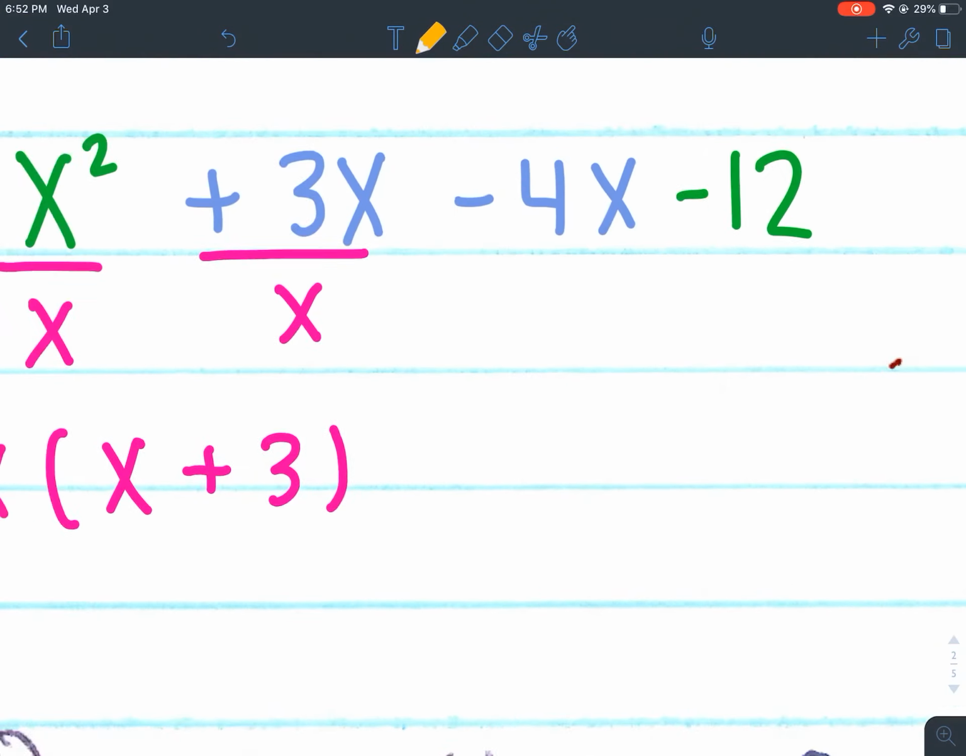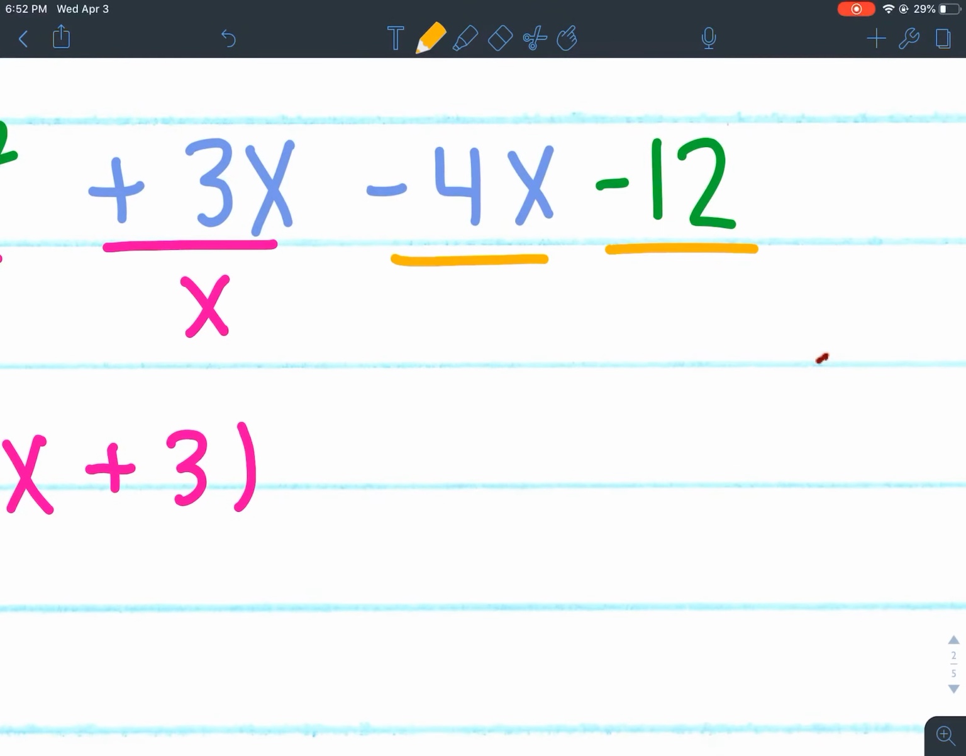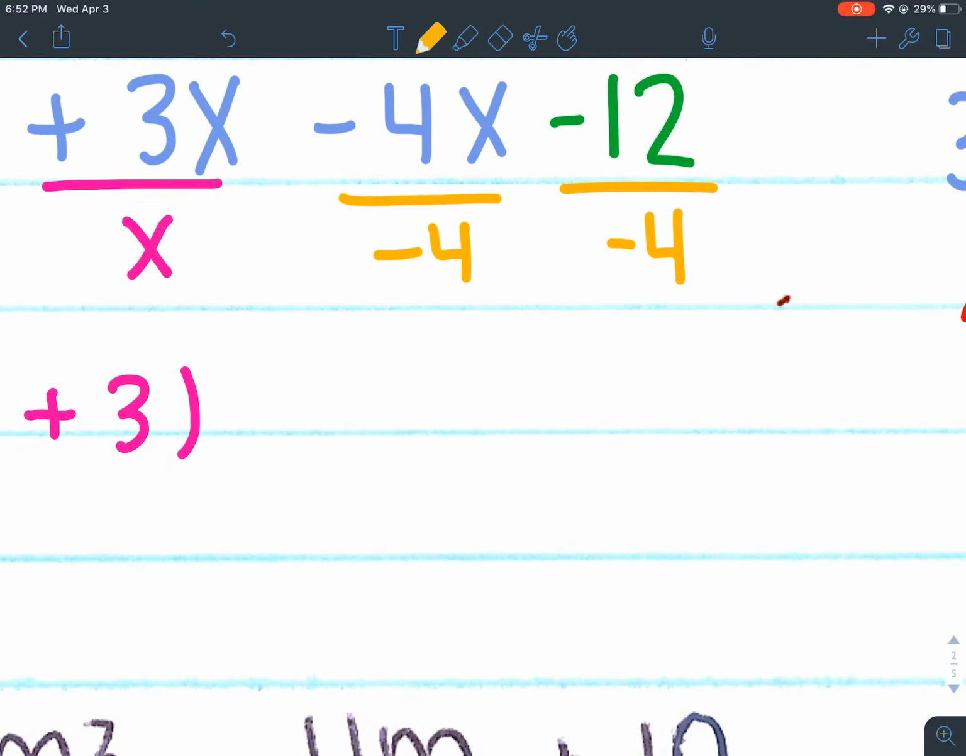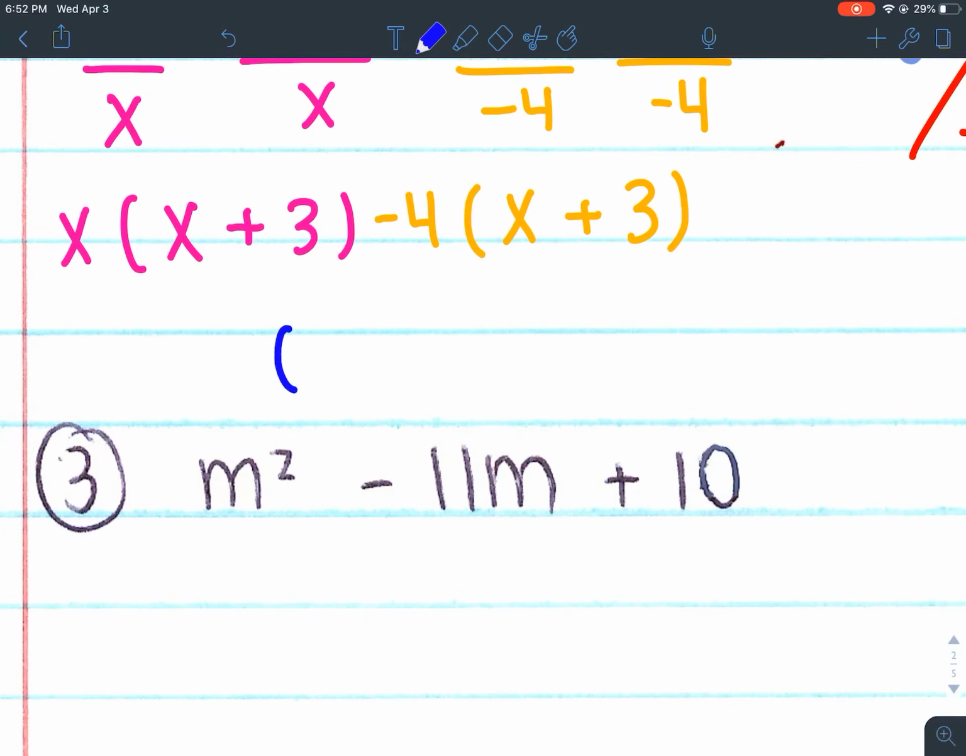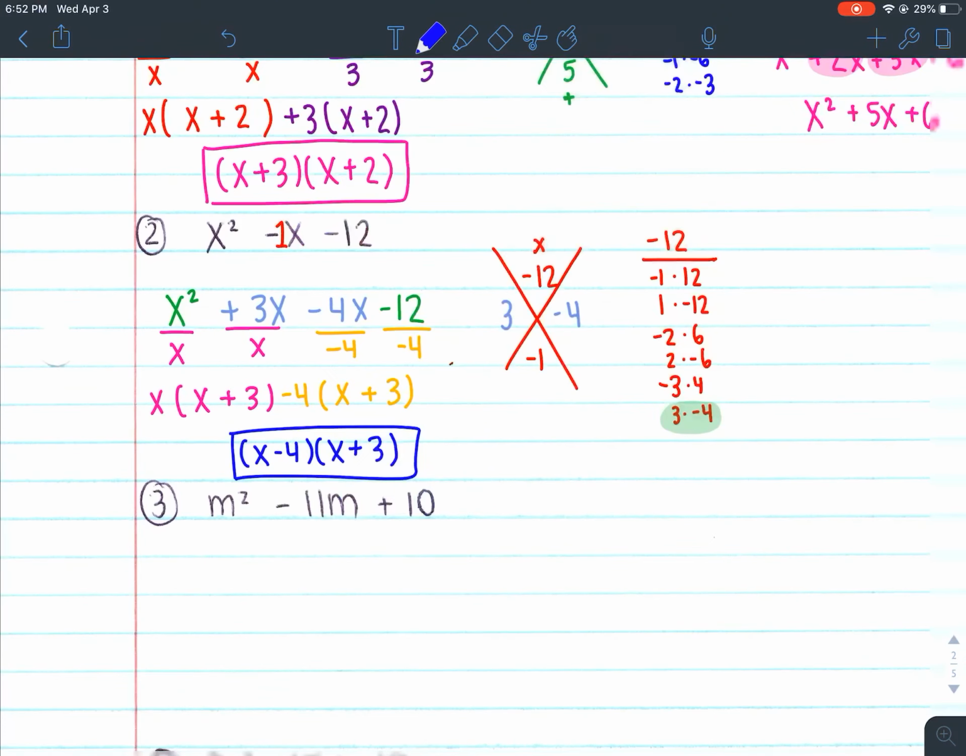And then on the second part, what is my GCF? Remember that first term's negative, so we need to factor out a negative 4. Not just a 4, but a negative 4. And then we have x plus 3. My parentheses indeed match, so we are good there. We have x minus 4 times x plus 3. Okay. So those are our 2 factors.